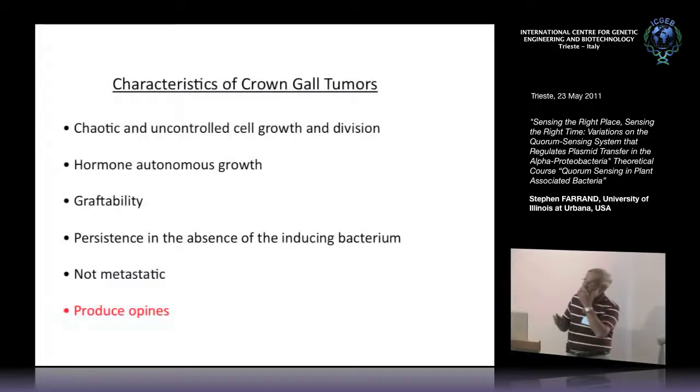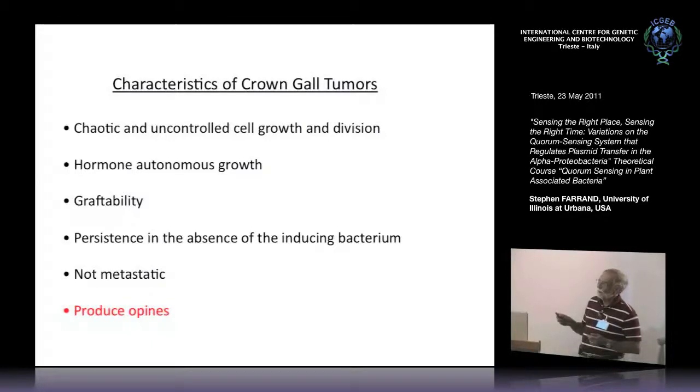All right, so characteristics of crown gall tumors. Well, first, they are chaotic, and they grow in an uncontrolled fashion. They grow without additional hormones, so you can culture plant tissues in tissue culture. And normal plant tissues require two major hormones for growth in tissue culture, auxin and cytokinin. Crown gall tumor tissue doesn't require either of them.